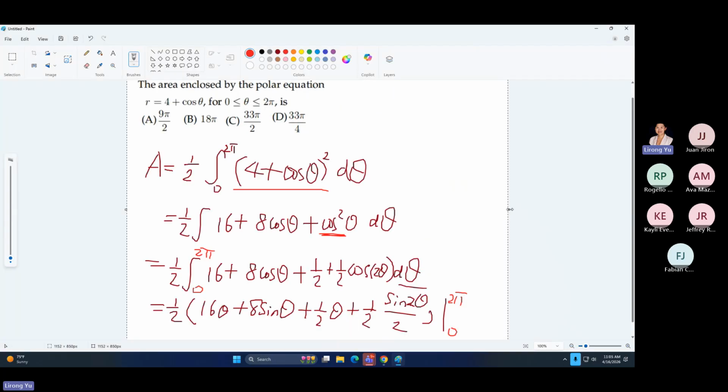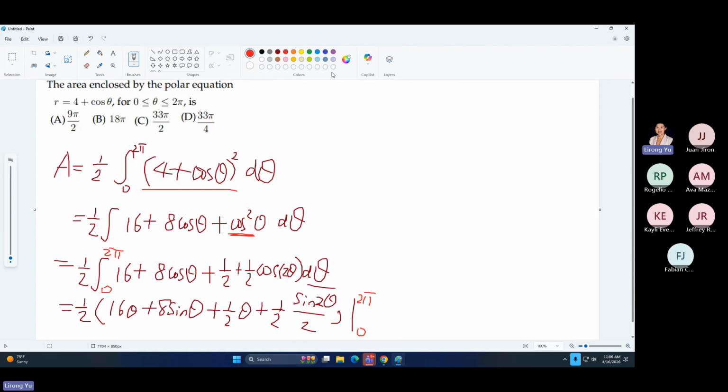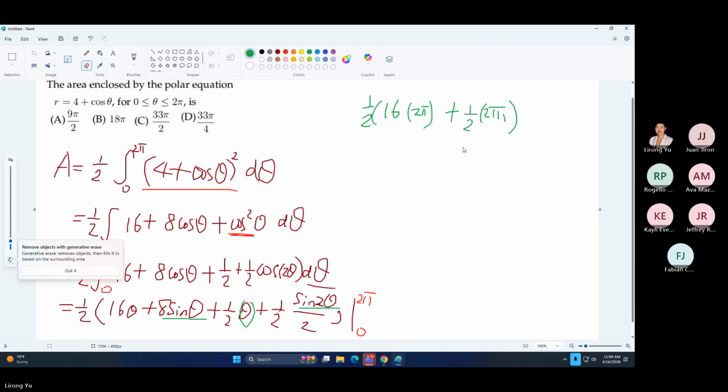So after we've done this, it's mostly done since we already have a formula. Continuing from the left, it is 1/2 times 16 times 2 pi. But remember, sine 2 pi equals 0 and sine 0 equals 0, so that is also 0. The only non-zero thing left is plus 1/2 times theta, and theta is 2 pi, so plus 1/2 times 2 pi. That's the value of the definite integral, the value of the area. And of course you would simplify it.